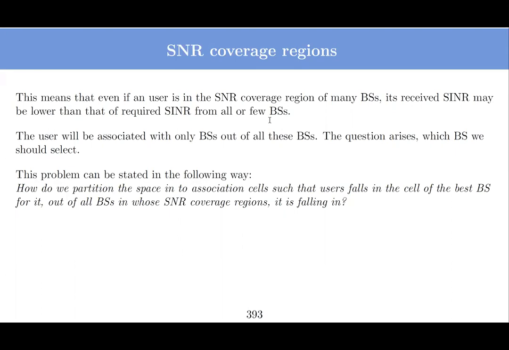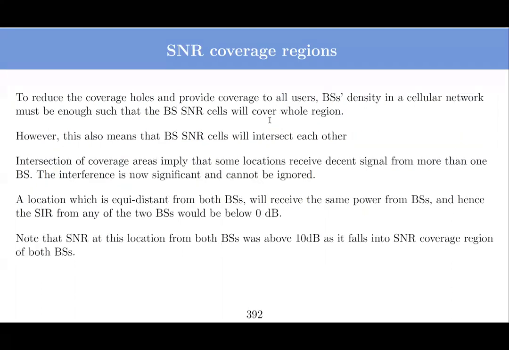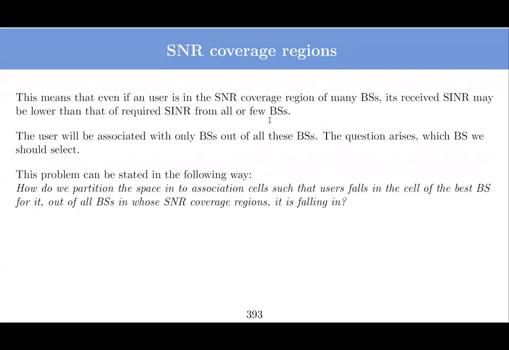So the question is, when the user is falling into the SNR coverage region of two or more base stations, in that case it can only be connected to one base station. So which base station should it connect to? If it falls into the coverage regions of more than one base station, which base station should it connect to?